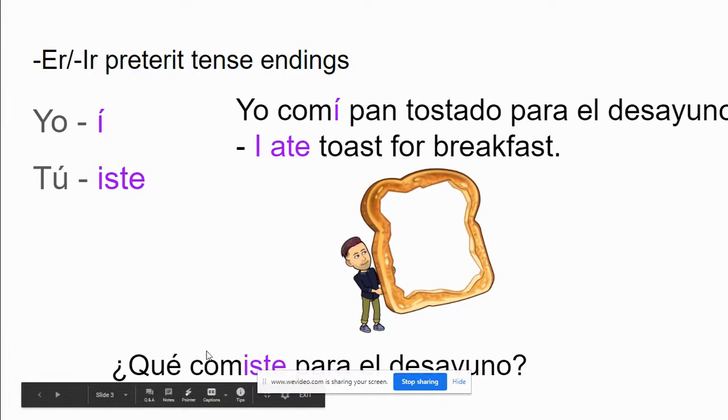Notice that there's no word for do or did here. In Spanish, we just state the verb in the tú form when we ask a question. ¿Qué comiste is what did you eat? But if I were to translate this literally, it would be what you eat for breakfast.